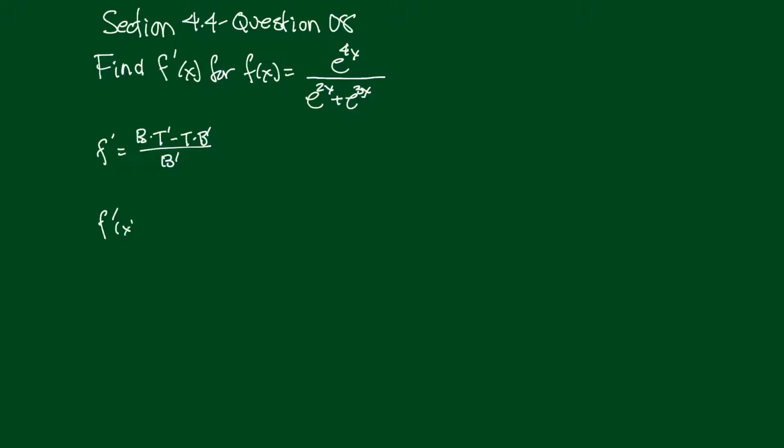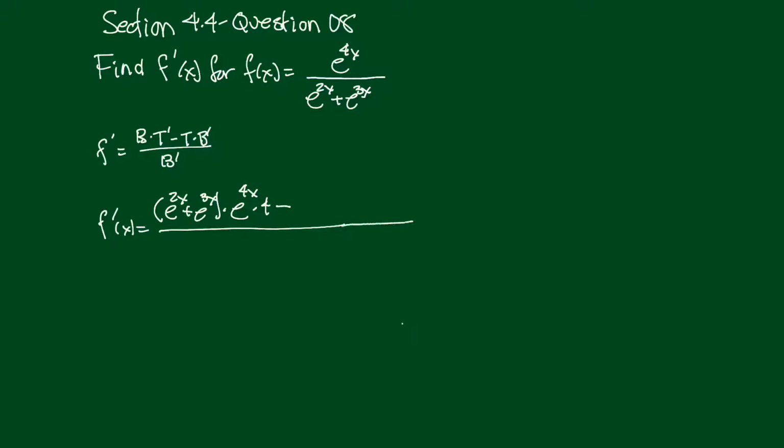So f prime of x is going to be the bottom, so quantity e to the 2x plus e to the 3x, times the derivative of the top. Now the top is an exponential, so it's the function itself times the derivative of the exponent. So it's e to the 4x times 4. So here is the bottom times the derivative of the top, minus.